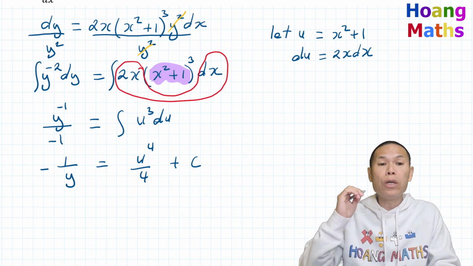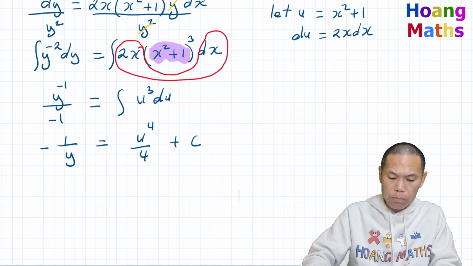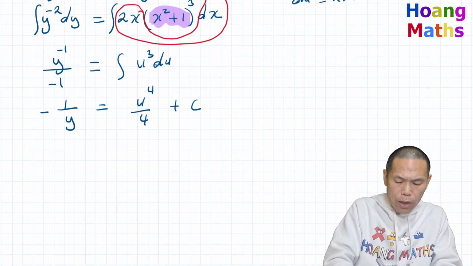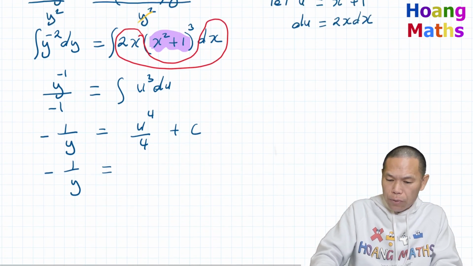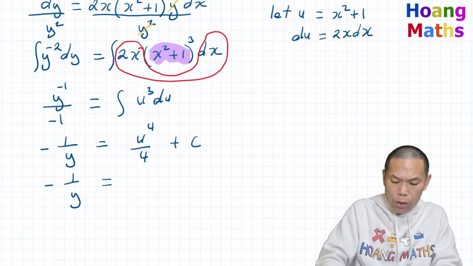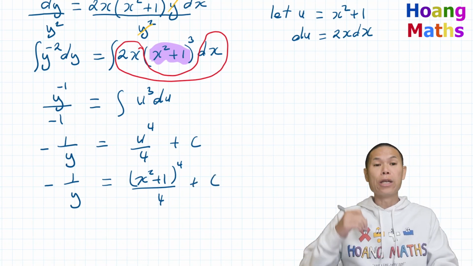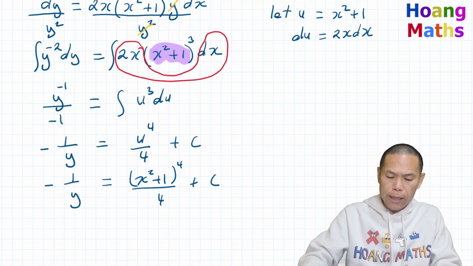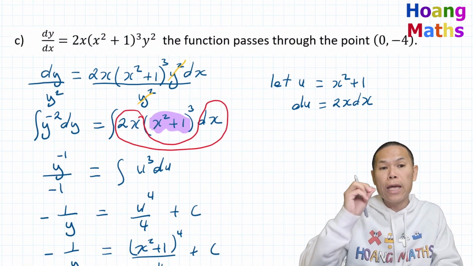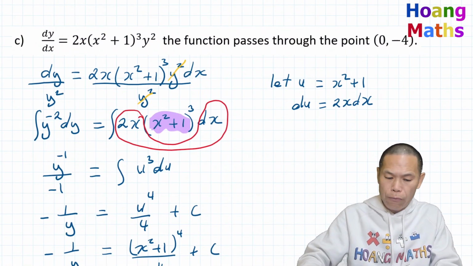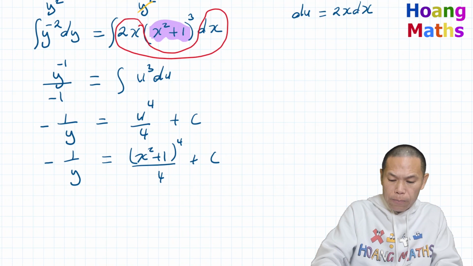But we know that u is x squared plus 1, so we just put that down. So negative 1 over y is (x squared plus 1) power 4 over 4. We add a c. So now we just need to find c, and the condition is when x is 0, y equals negative 4. So when x is 0, y is negative 4.